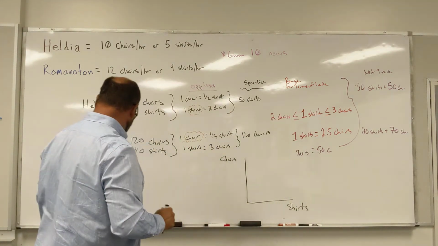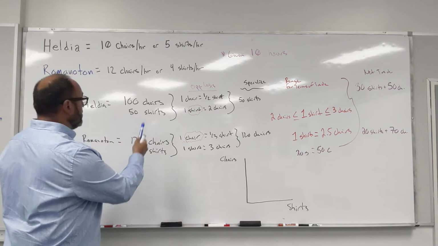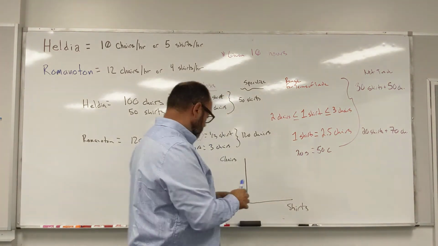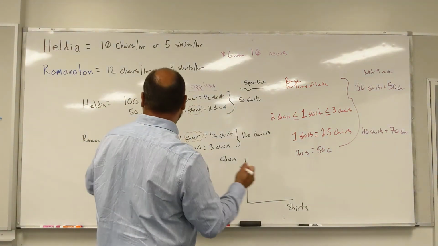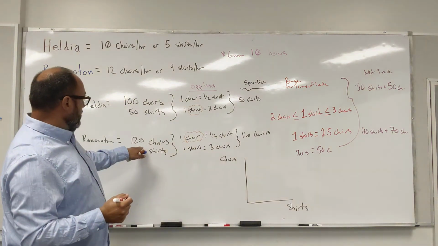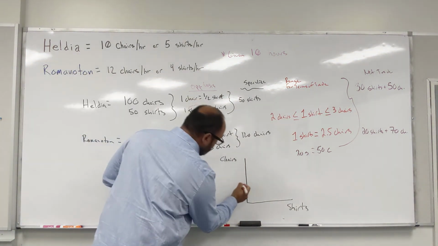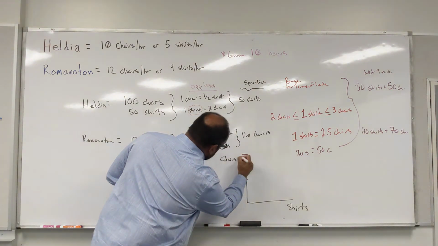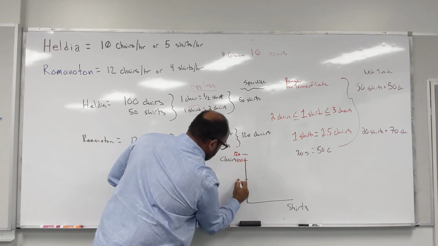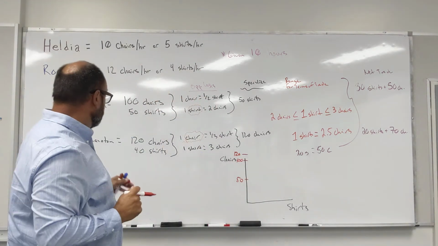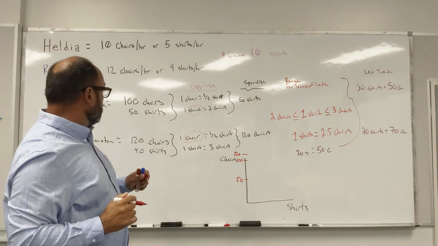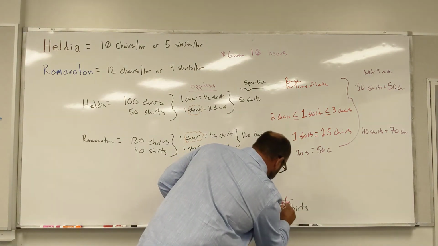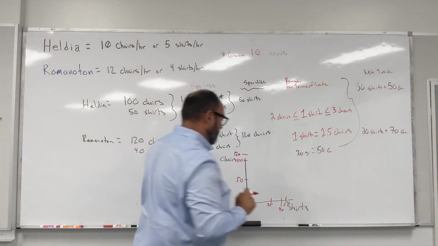Shirts over there. We're going to make Romanotin blue. We're going to have Heldia be brown to help delineate the two. We'll identify our values in red here. So our max chairs are 100 and 120. So we'll go 50, 100, 120. So here's 120, here's 100, here's 50, just as a reference point on the axis. And then our shirts go to 50. So we'll do 25, 50, and we'll put 40 right there.